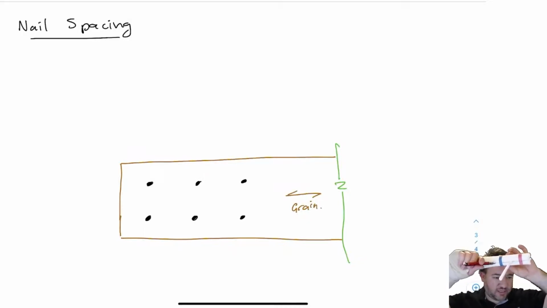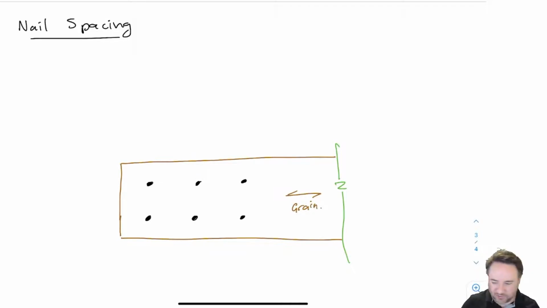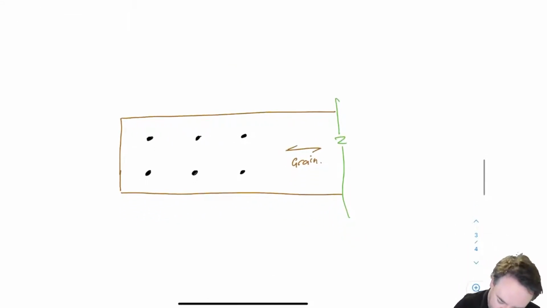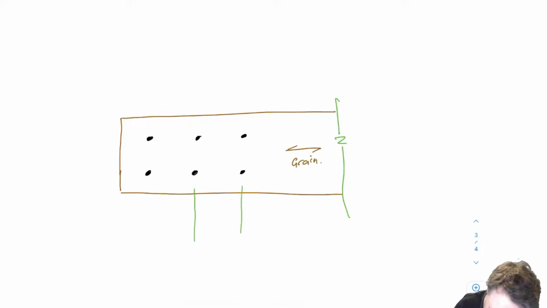But in the longitudinal direction, like the spacing in the longitudinal direction, I should have to put them probably farther apart. And that is exactly what you find when you look at these spacing requirements. So let's look at one of them to start. I'm going to look at basically the spacing parallel to grain. So that is this spacing here.